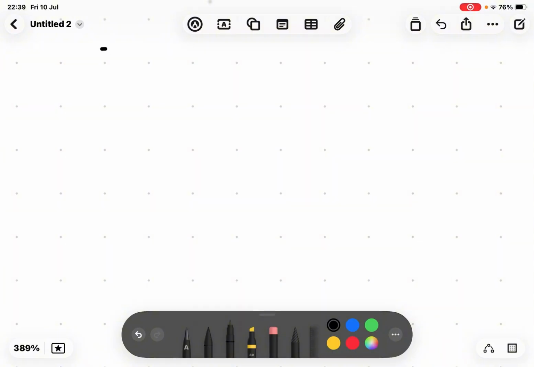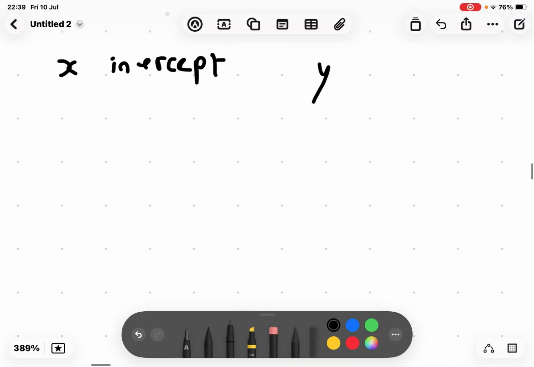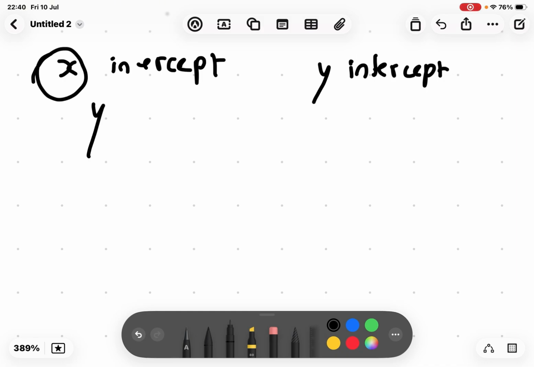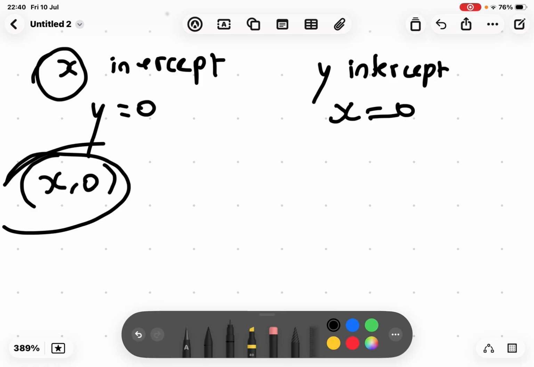And we also have to understand what the x-intercept and the y-intercept are, for a better understanding. So x-intercept is when y equals 0. Y-intercept is when x equals 0. So let's say we have x and a 0. That's when it's going to be the y-intercept.